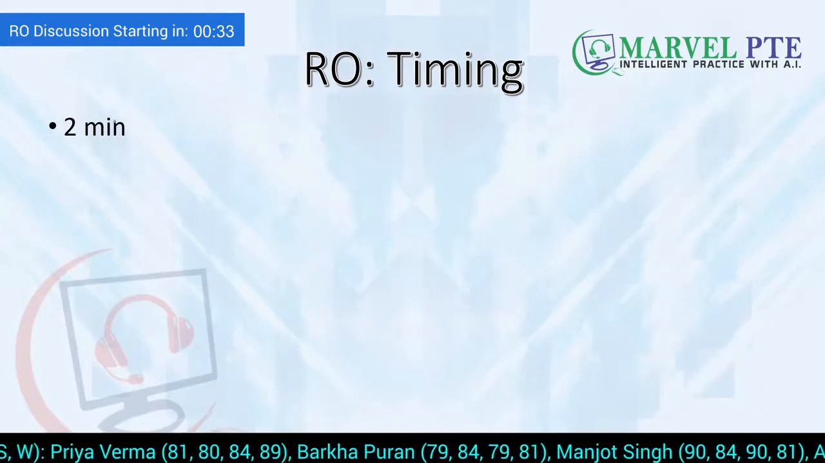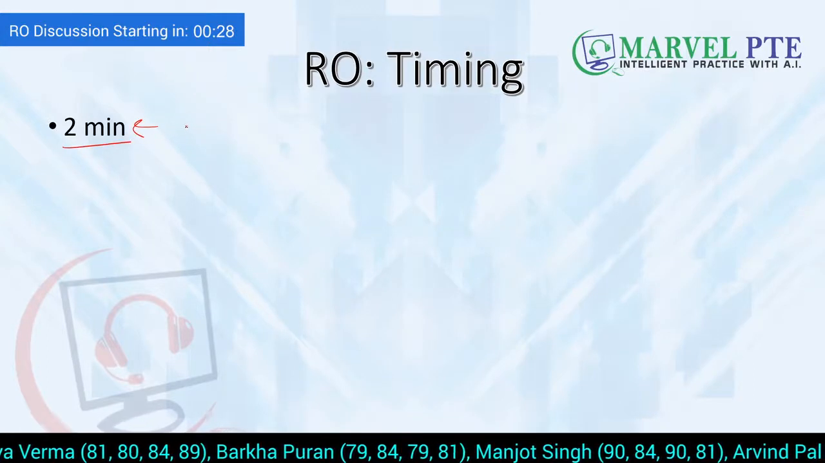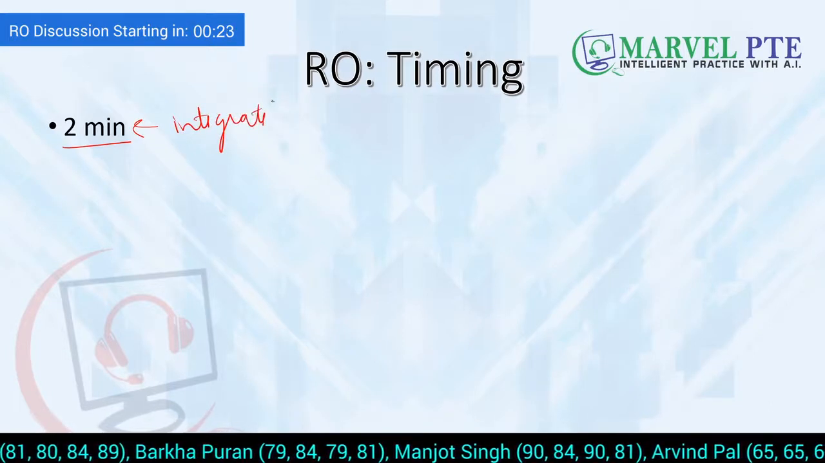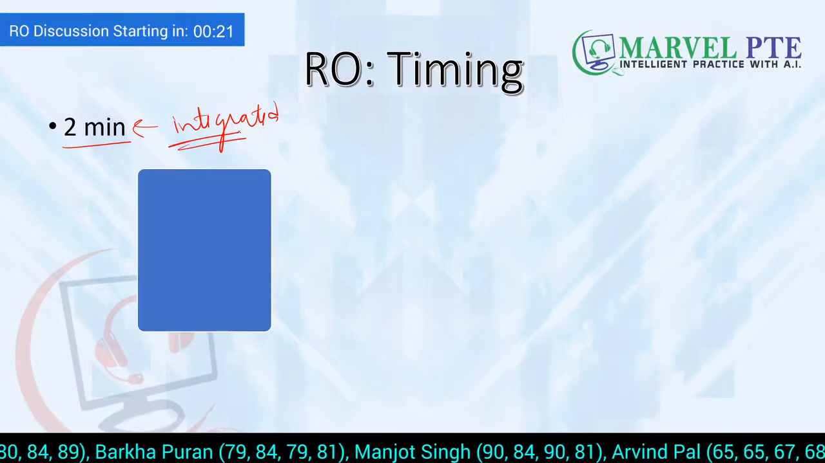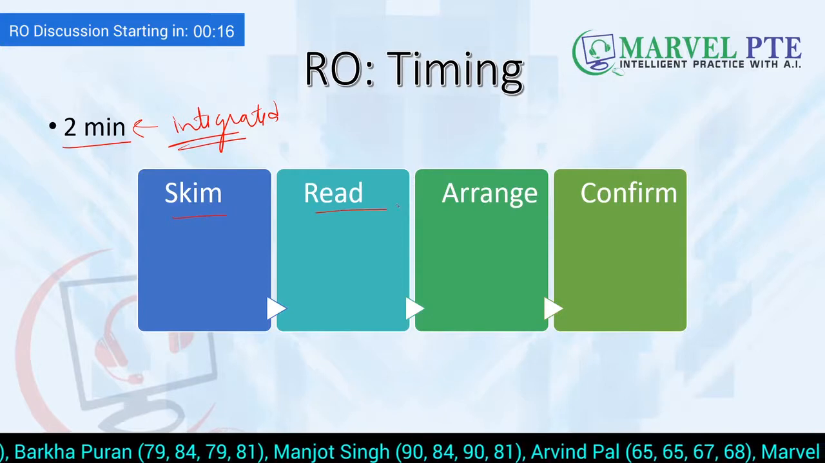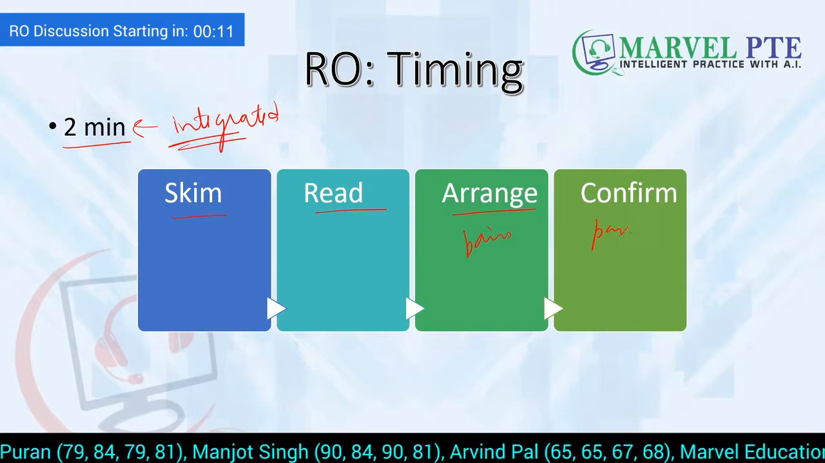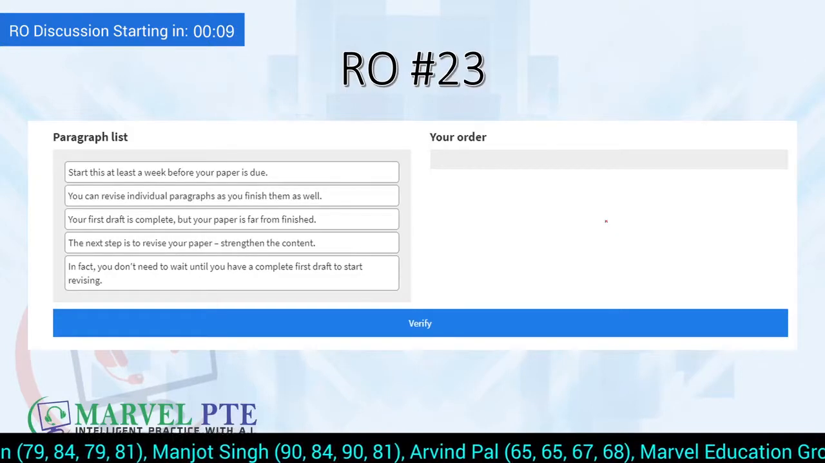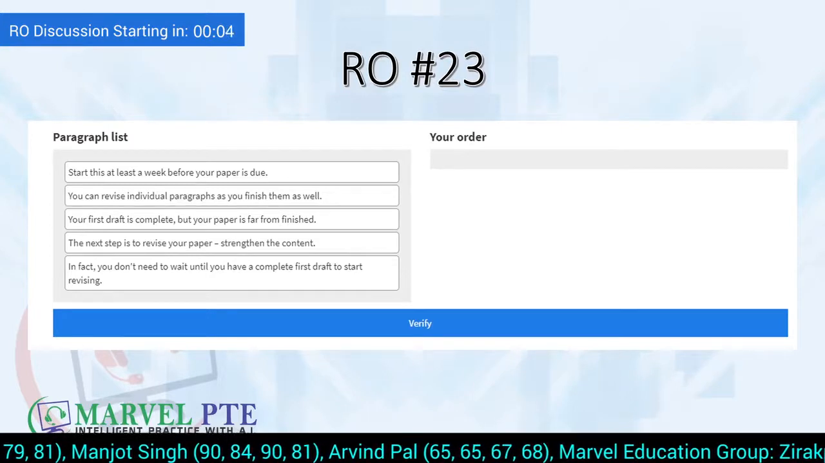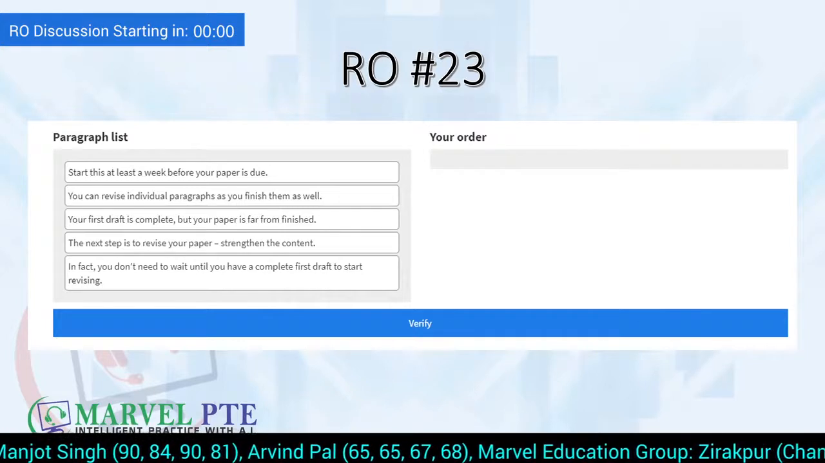The maximum time you can devote is 2 minutes. You cannot spend more than 2 minutes on solving your reorder paragraphs because reading is an integrated section and you have to manage your time yourself. In these 2 minutes, you have to do skimming, read the content, arrange the pairs, and then confirm the pairs also. So all this has to be done in 2 minutes. That being said, this is today's topic. As usual, I'm going to give you approximately 30 seconds to skim through this, and your time starts now.